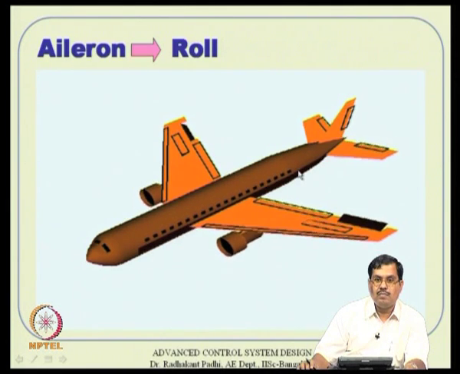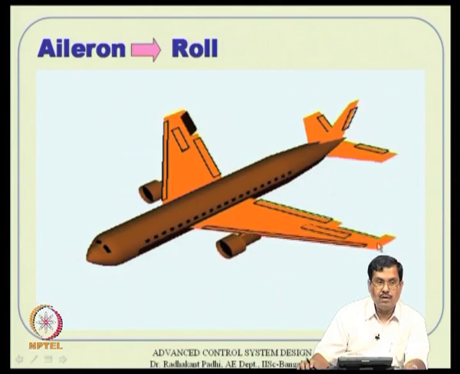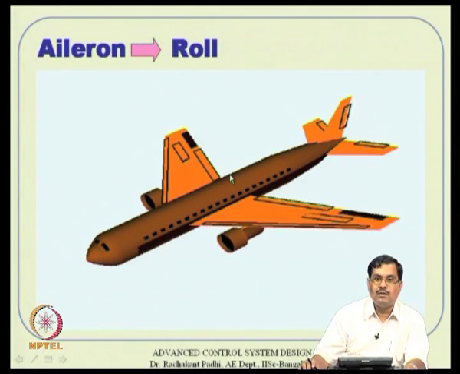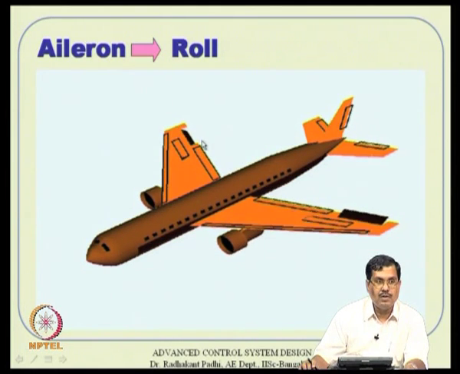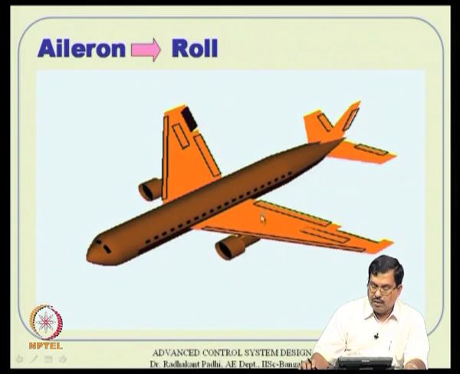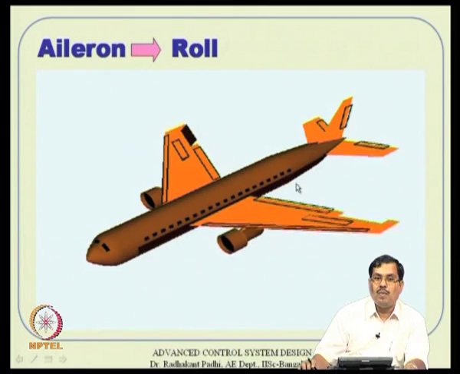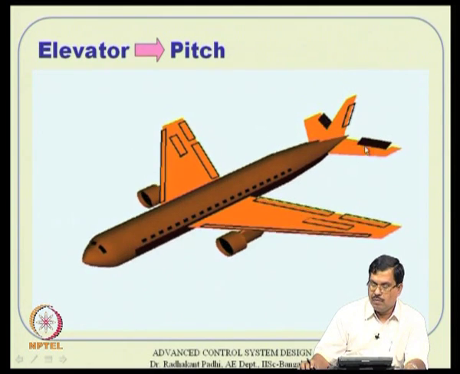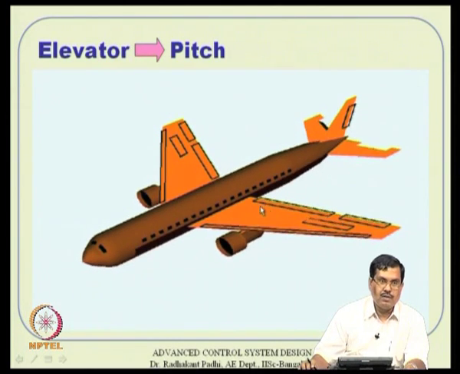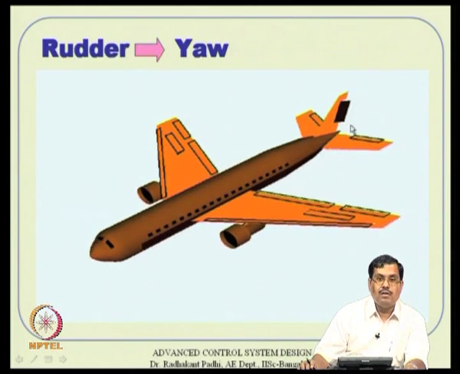This type of motion is called roll, and primarily these black surfaces that you see here, the ailerons, contribute towards this. They are deflected not symmetrically but asymmetrically. That means one is up and the other is down, so that the differential force acting on one side of the wing over the other creates a moment, and the aircraft rolls. Similarly, when you do a symmetric deflection of the elevator, it creates a moment about the CG in this direction. Essentially, it leads to pitching action. And similarly, if you deflect the rudder, it causes the yawing motion.